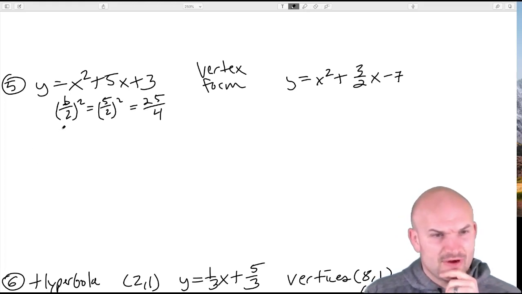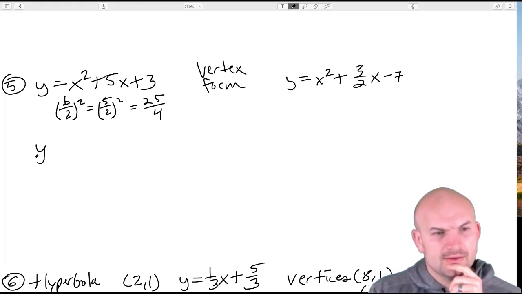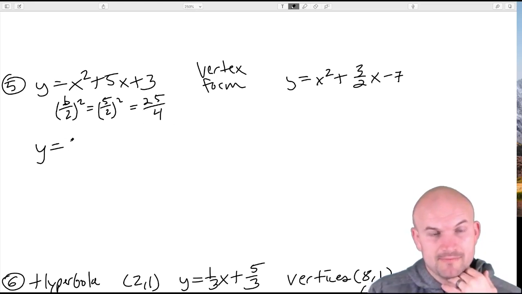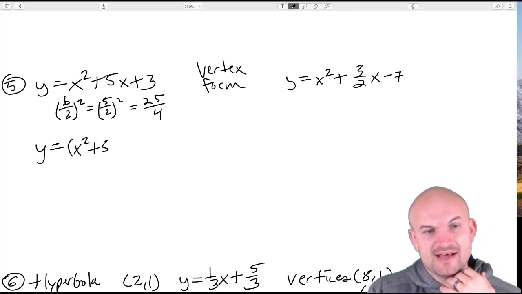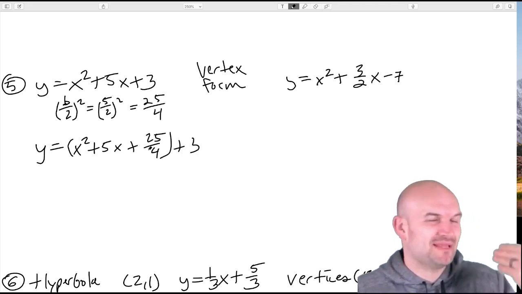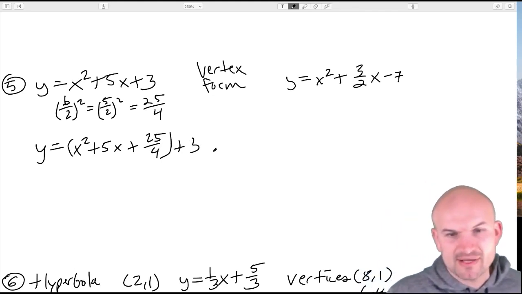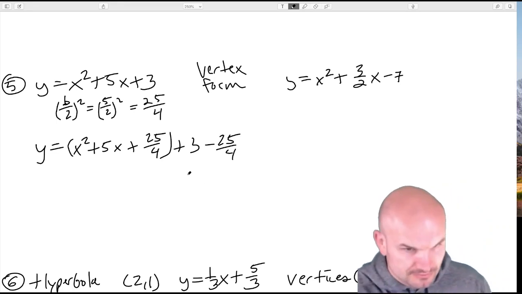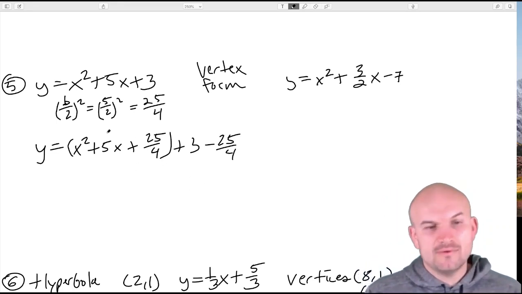So therefore I have 25 over 4, and that is going to be the value that's going to complete my square. So I'm going to have x squared plus 5x plus 25 over 4 plus 3. But again, remember, we just can't randomly add a 25 over 4 inside the parentheses. We need to make sure we also subtract a 25 over 4.